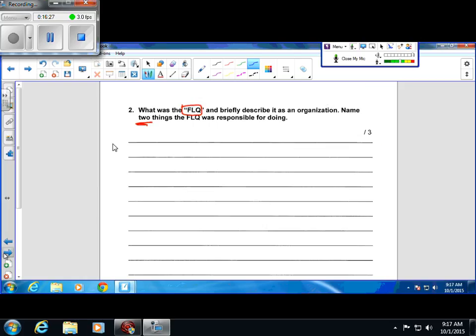Question number 2, what was the FLQ? So keyword FLQ, what does FLQ stand for? And briefly describe it as an organization. What was their main goal? Name 2 things that the FLQ was responsible for doing. What did they do? I talked about it today in class. Pretty straightforward. They set up bombs and explosives, and they did a lot of kidnapping of key figures. Hint, hint right there.